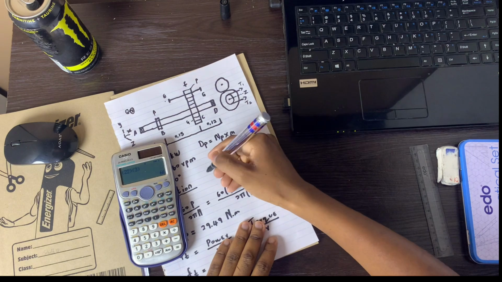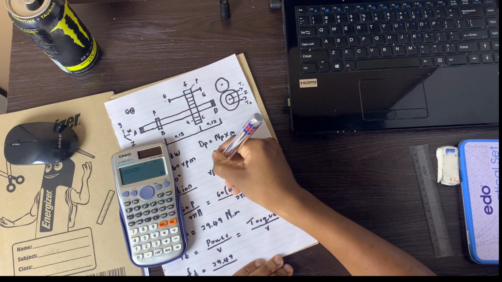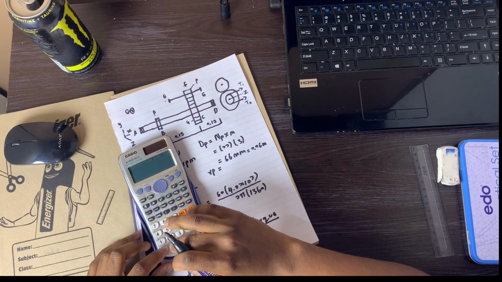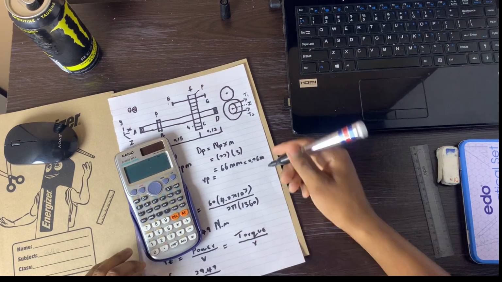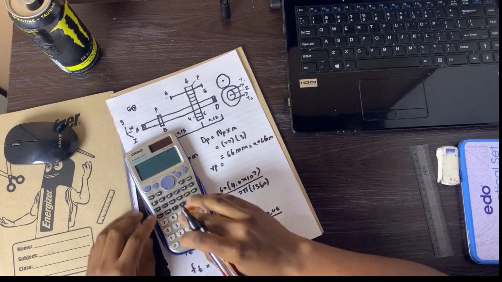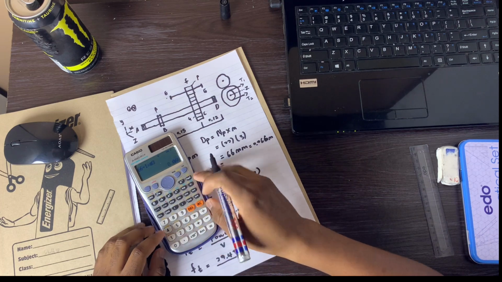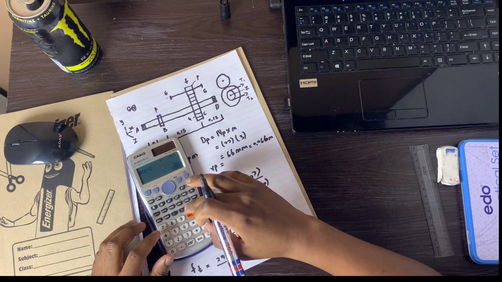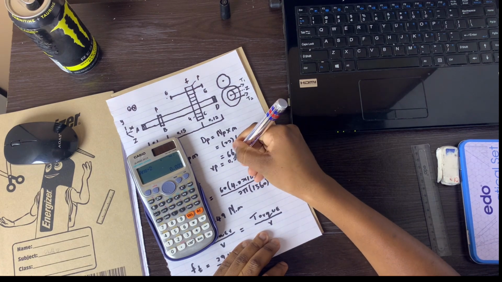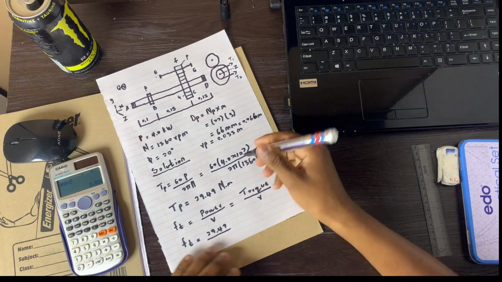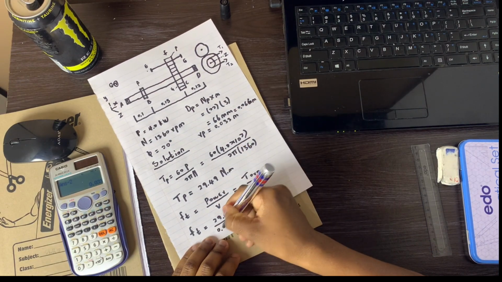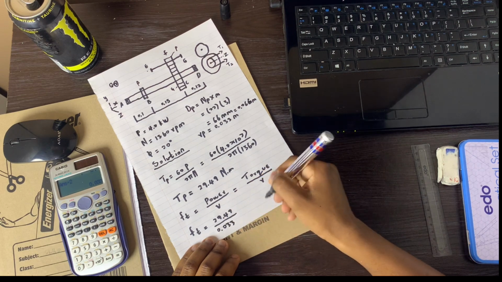So that is 0.066 meters. Let me correct that, not 0.06, but 0.066. Then we divide it by 2 to find the radius, which is 0.033 meters. It's easy to make mistakes, but it's also easy to bounce back. So 0.033 is our radius, right?